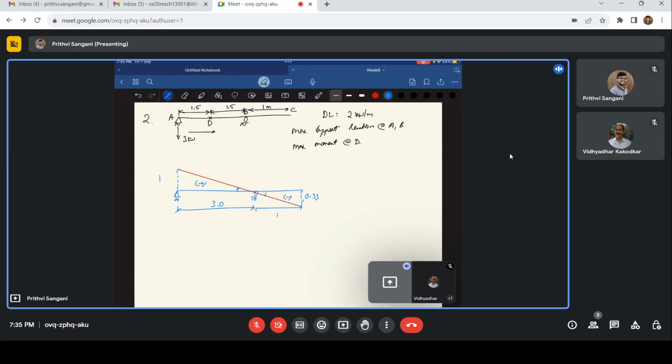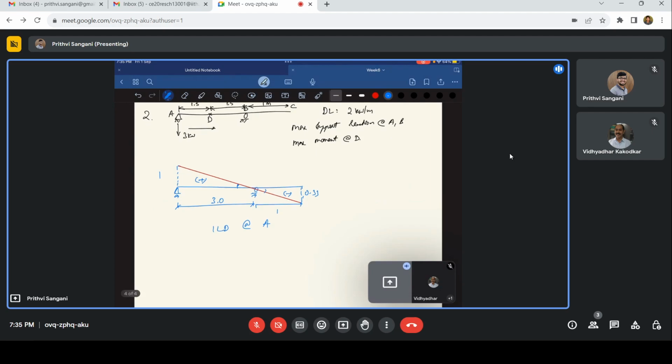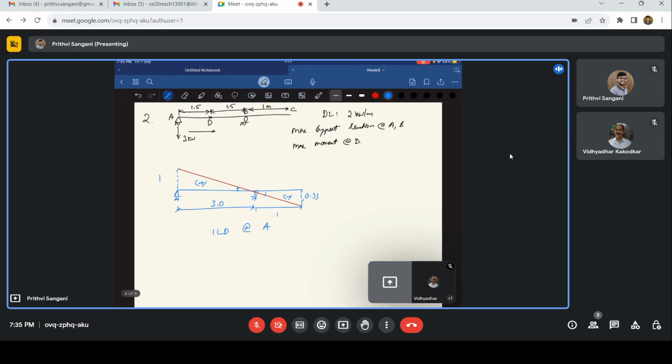Yeah, this is my influence line diagram at A. Directly you need to put down that the dead load is 2 kilonewtons, so you just add the entire area of the ILD. First, shear force at A. The first component is due to dead load. What is the entire area? 3 times 1 plus half times 0.3 times 1 multiplied by 2.